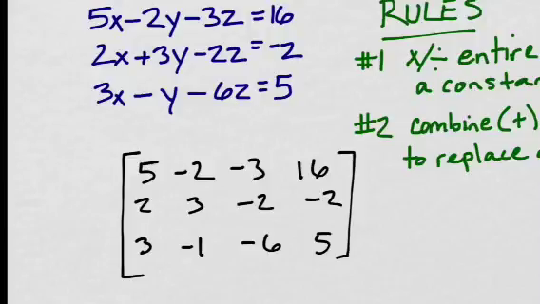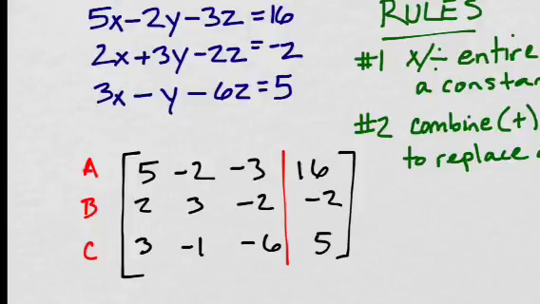I'm going to put a little line in here just to indicate to myself that that last column is where the answers lie. And I'm going to label these rows. I'll just call this A, B, and C. Okay, there I have it.